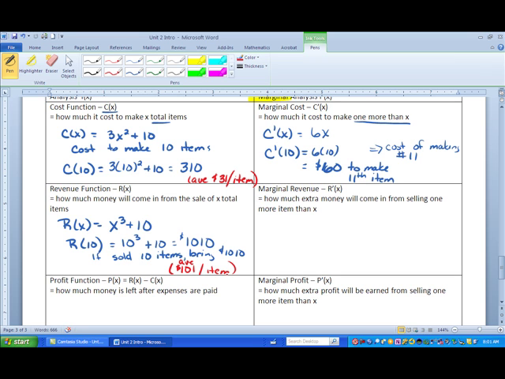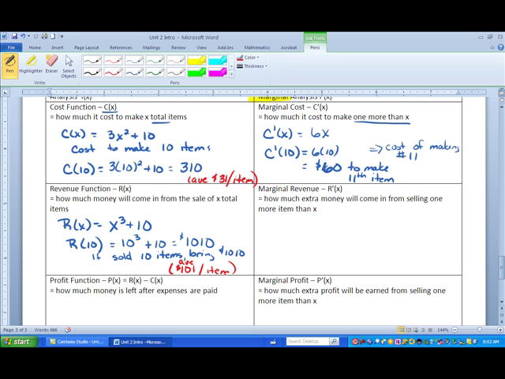Okay, so we sold 10 bikes. We charged about $101 a piece. We might have charged exactly $101 for all of them, or somebody might have paid more and somebody might have paid less. It's costing us about $31 an item to make the product. So the cost is $31 an item.